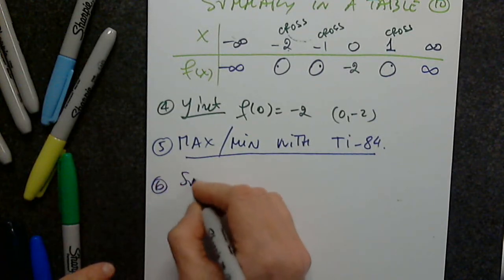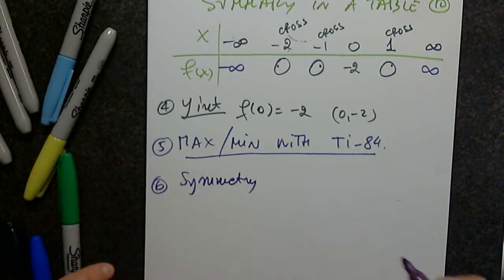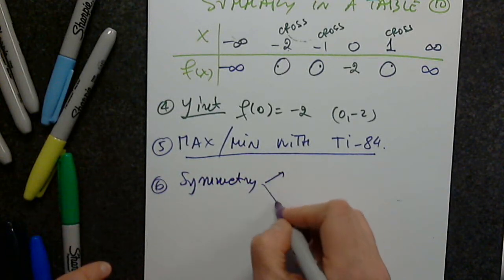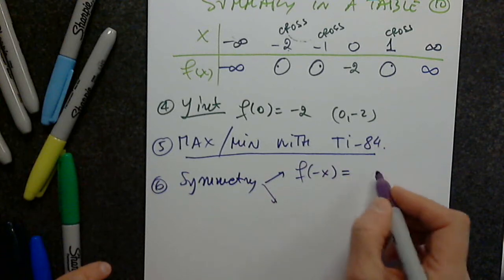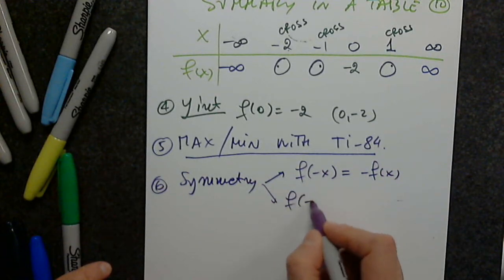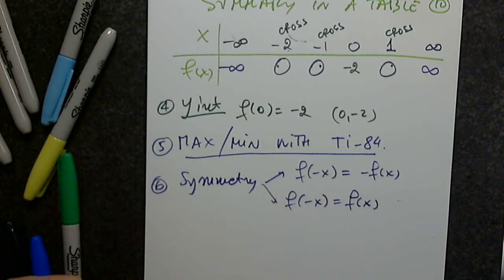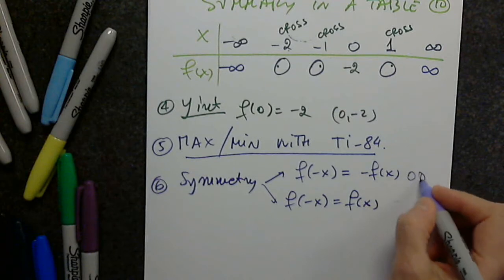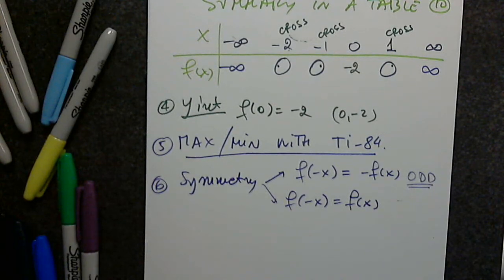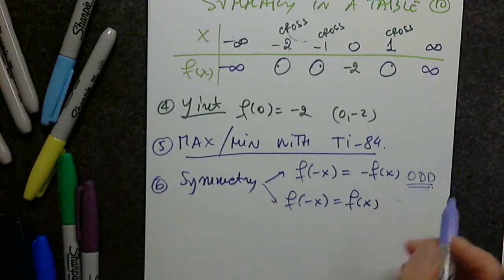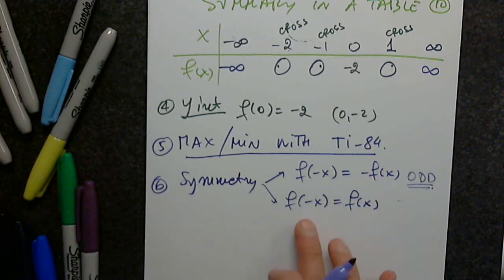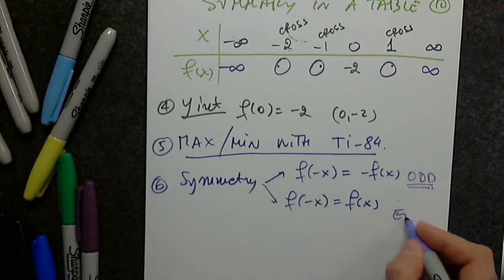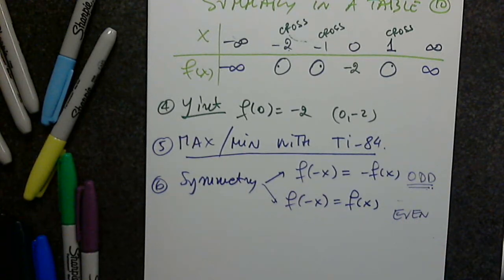Number 6, symmetry. If you remember, there are two different types of symmetry. When f of negative x equals negative f of x, and when f of negative x equals f of x. We learned this a long time ago. What type of function is the first one? So this is odd function, it's not connected to the degree. It's odd because it's symmetric with respect to the origin. What type of function will this be? Even. Yes, which means symmetric with respect to the y-axis.